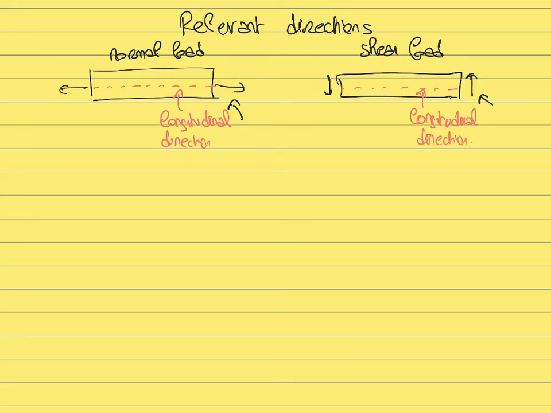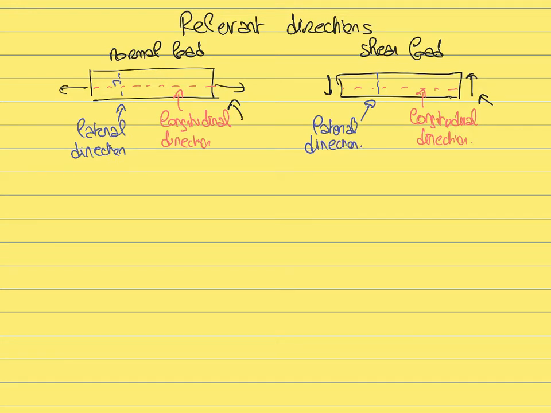And then you have another relevant direction, which is the lateral direction. The lateral direction is the direction along the width of the beam. So this is the lateral direction. In the case of a normal load, the normal load is orthogonal to the lateral direction. So same thing, this would be the lateral direction. In the case of a shear load, the shear load is applied along the lateral direction.